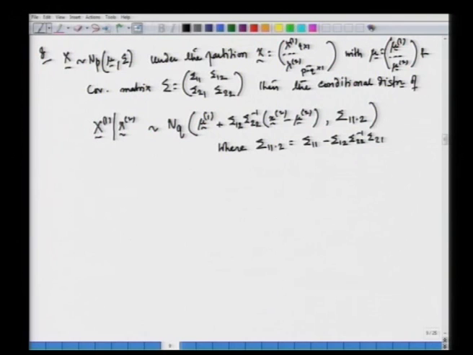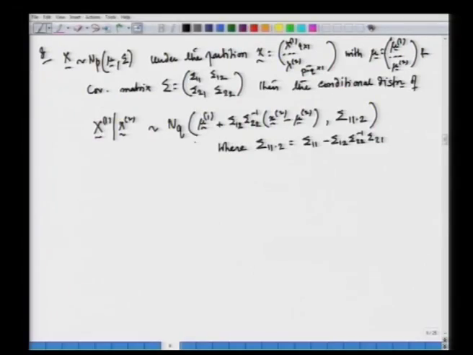Now, note that the other part, that is x2 given x1, can be obtained by symmetry, and we will just replace 1 by 2 here, and we get a p minus q variate normal distribution with the proper changes in the parameters.